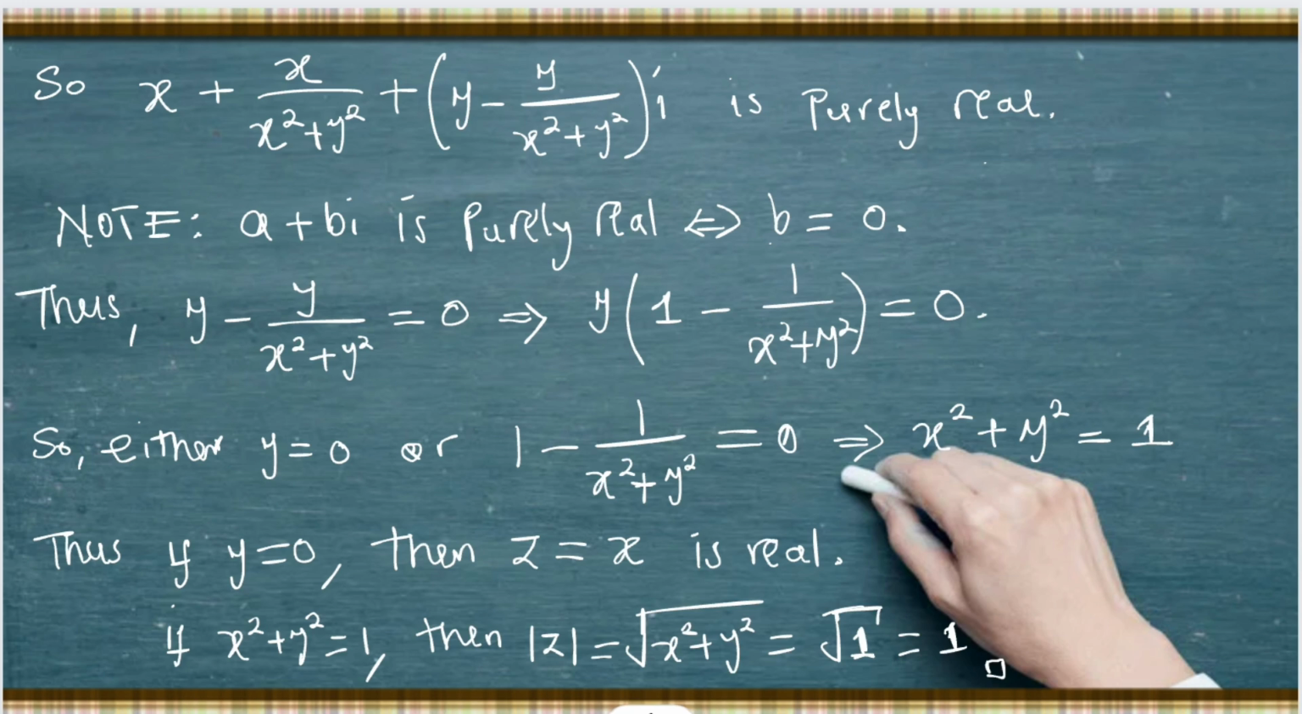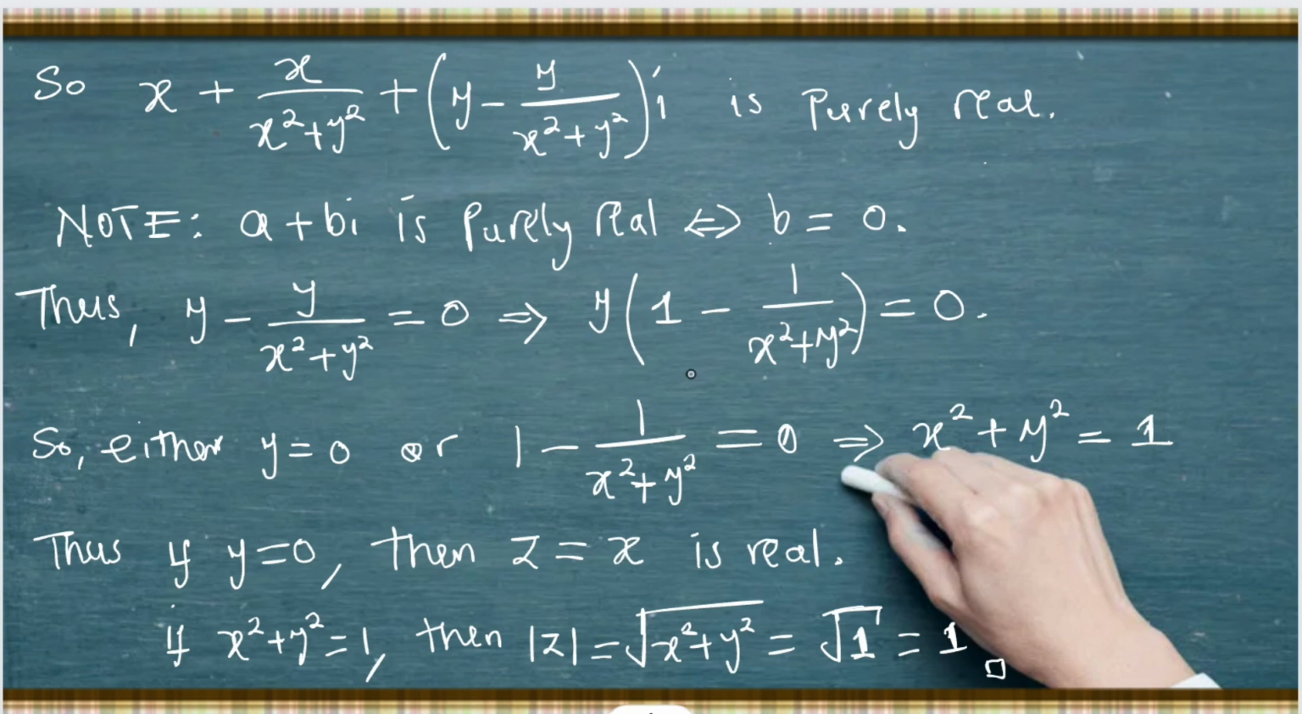Now, because there is i, we have to take note that a plus bi is purely real if and only if b is equal to 0, so that we just have a here. Now applying that, this implies that the coefficient of i in this expression is equal to 0. Now we factor out y, so that inside we have 1 minus 1 over x squared plus y squared is equal to 0.